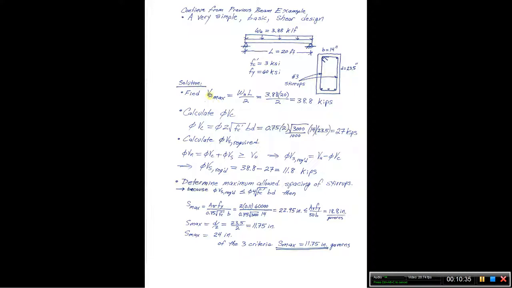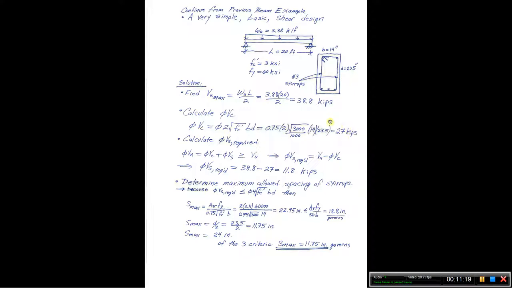Now, I want you to remember that this is a very simple introductory example. When you learn more about this, there are some other things that a person can do to make this a little smaller. But for now, we're just going to use this maximum value. It's 38.8. And we can calculate the concrete strength, phi V sub c. And it is equal to phi times 2 times the square root of f sub c prime times b times d. If we do that, we get 27 kips. That is the contribution to the shear resistance provided by this cross section due to the concrete all by itself.